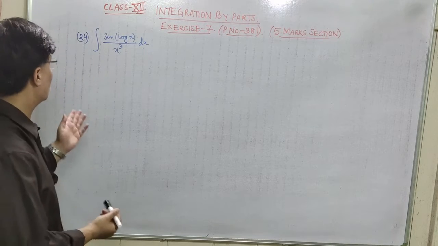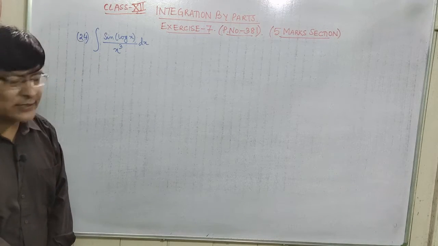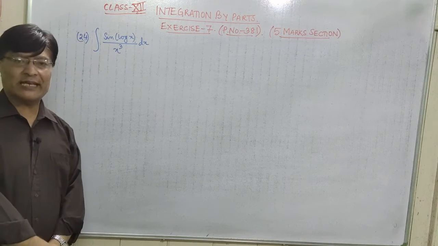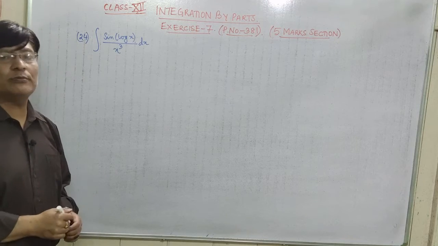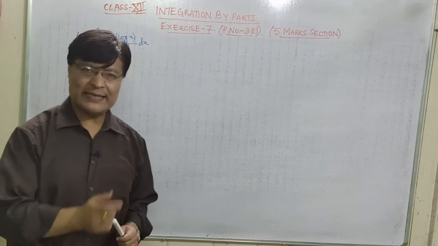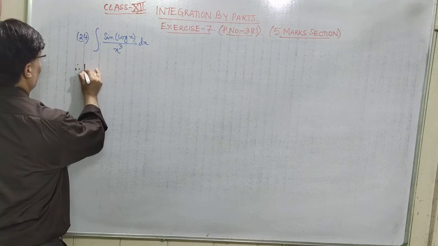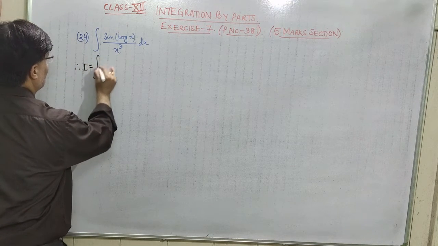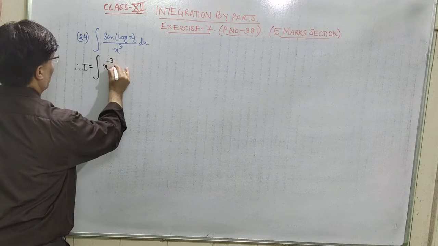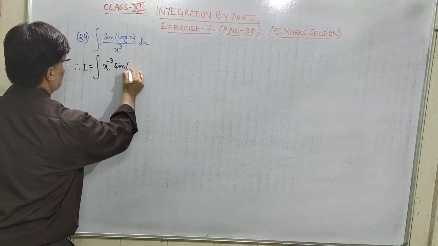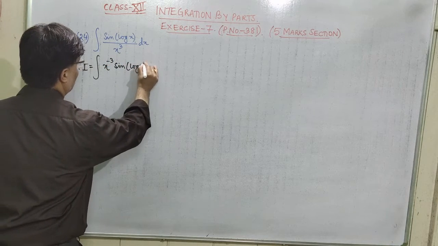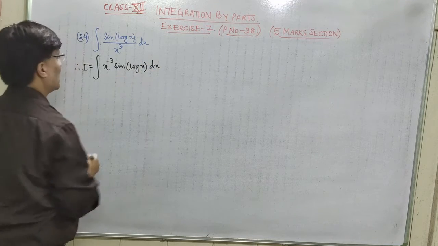So now we'll do the next question. That is question number 24. That is integration of sine of log x divided by x cube dx. So you can take this x cube to the numerator. So it becomes, therefore I is equal to integration of x to the power minus 3 sine of log x dx.